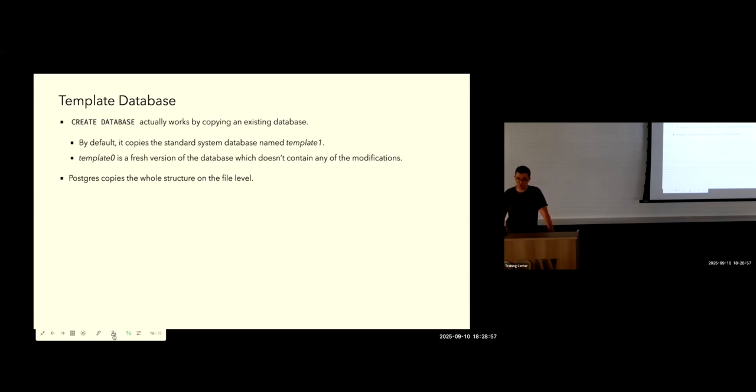So Postgres copies the whole structure on the file level. That helps with performance. And one thing to note is it doesn't copy database level grant permissions. In our case, we didn't care, but it might affect your workflows.